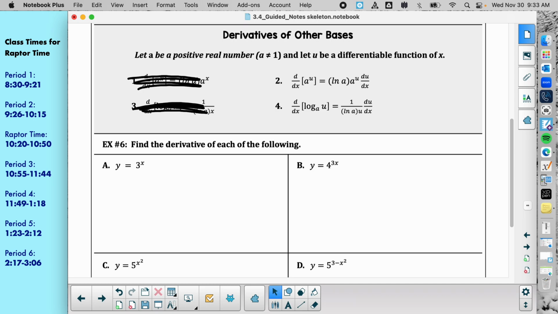So we've done e to the u, and then we've done ln of u. And both of those are base e, right? Like ln is log base e. So this is supposed to be if you have a base that's not e. And as long as you know the formula, it's pretty straightforward, like there's not much to it.